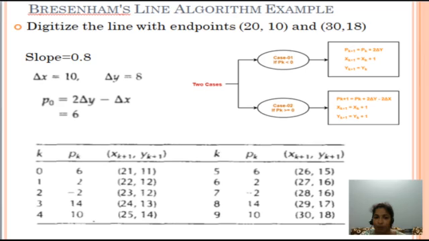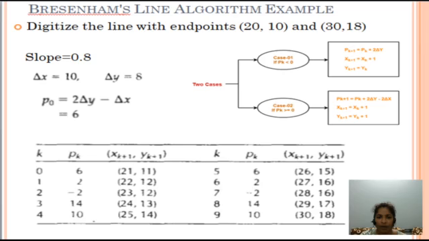Here pk is positive, pk is greater than 0. So if pk is greater than 0, what to do? x should be incremented by 1 and y also should be incremented by 1. What was the first point? (20, 10). So you increment x by 1 unit and it becomes 21, and y also is incremented by 1, so it was 10, now it will be 11.